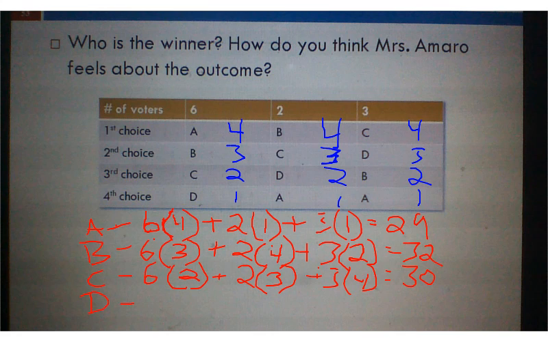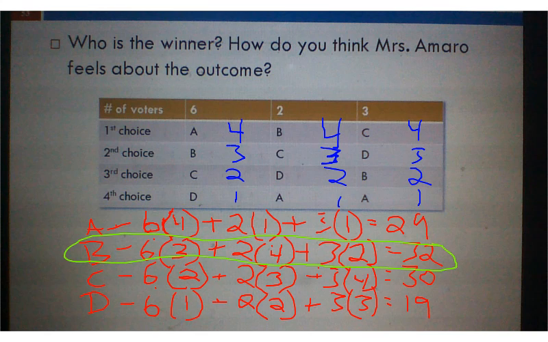And then lastly, there were 6 people who thought D should be in last place. 2 people who put D in third place, so 2 points. And then 3 people who put D in second place with 3 points. And that only comes out to be 19. So we have a clear winner, and that is candidate B, Mr. Burr. How do you think Ms. Amaro feels about the outcome?